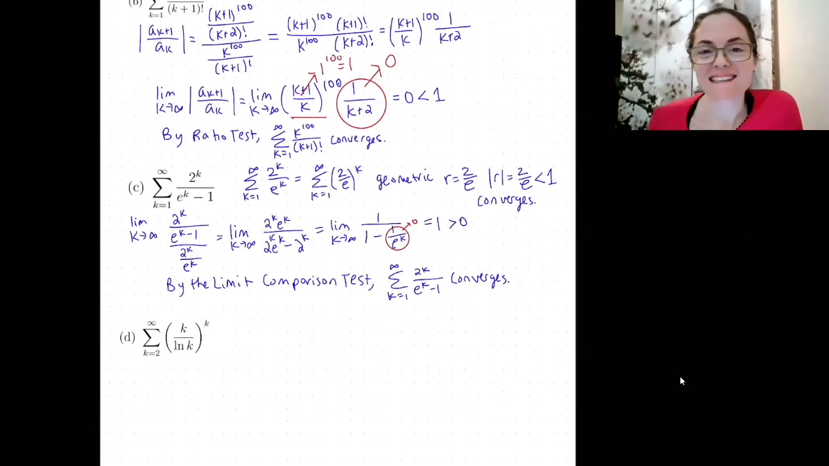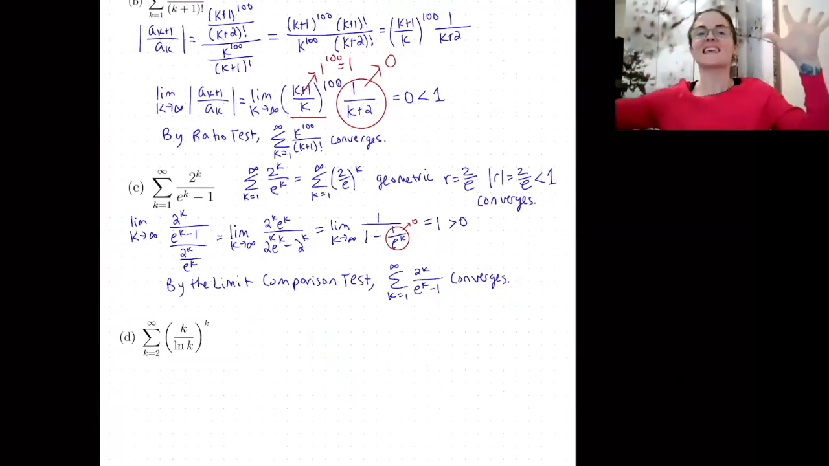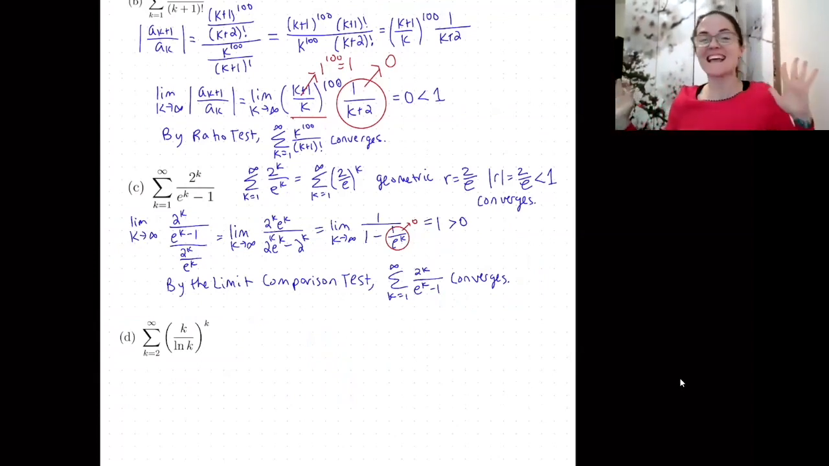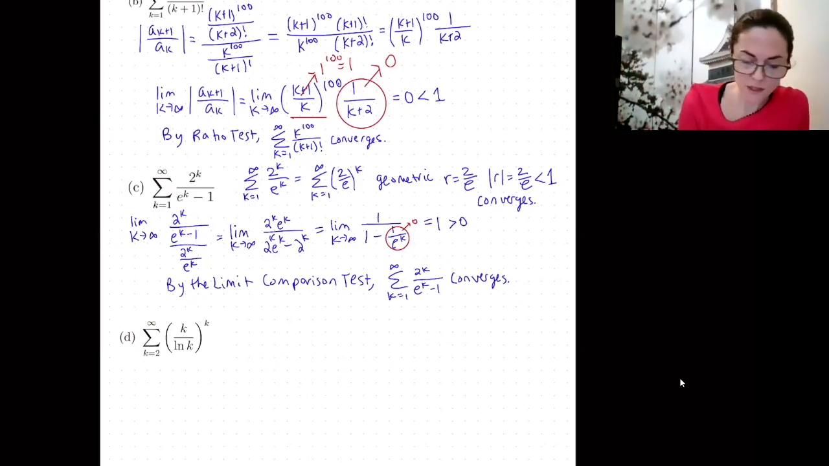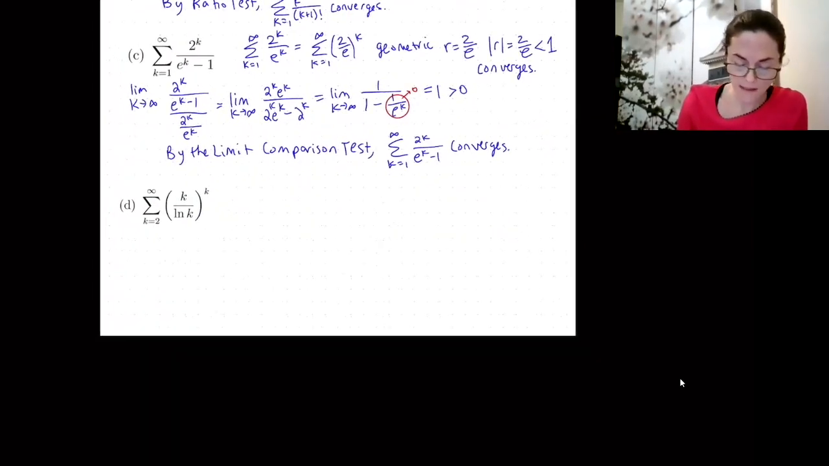Well, what do we see in D? We see a function all to the k. Root test. Okay, this is telling us to use the root test because we see something all to the k. Very nice. So what I'm going to do here is, I'm at the bottom of the page, but I do in fact have enough space.